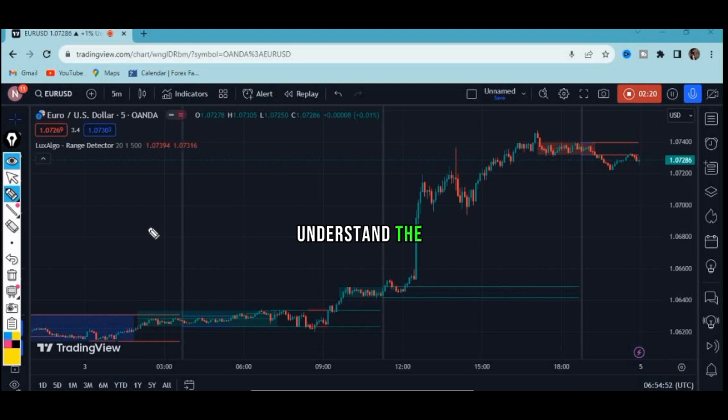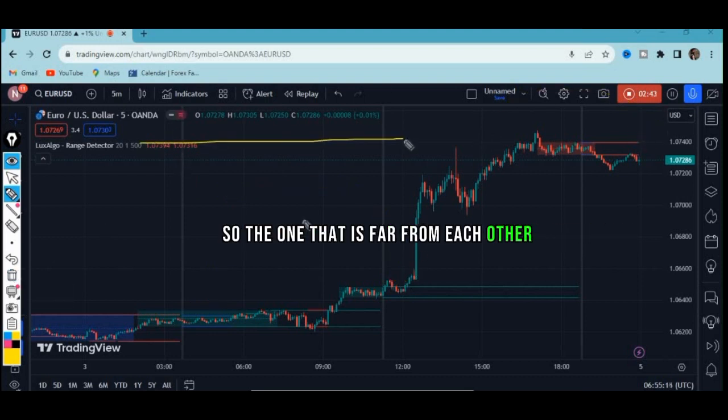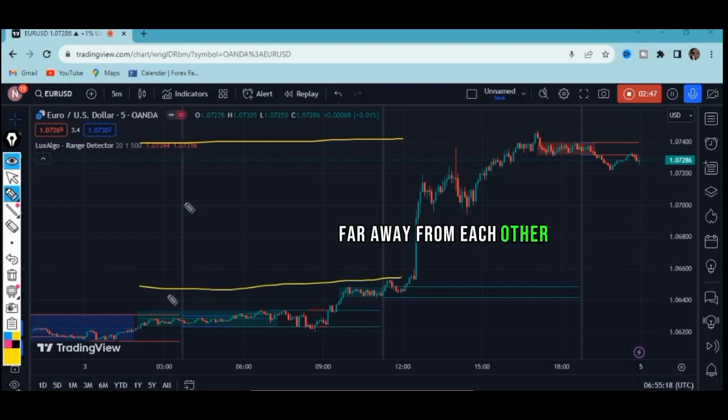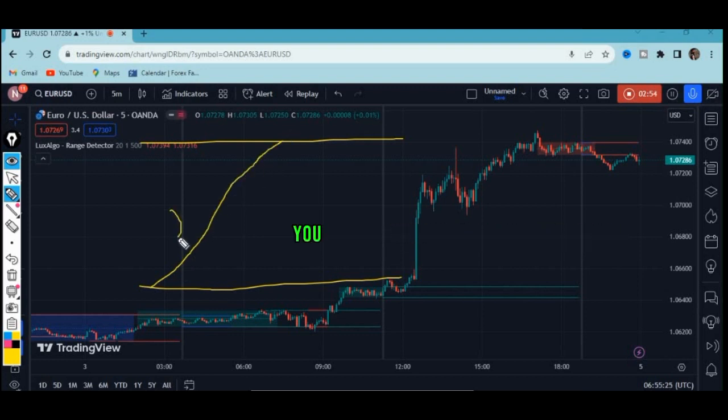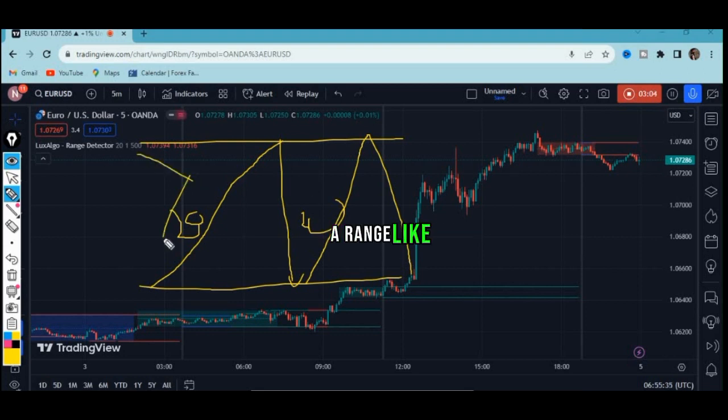So guys, understand the two types of ranges. Please understand the types of ranges. Just for clarity, because I want us to focus on this indicator today, number one, we have a range that is super close to each other and a range that is far from each other. A range super close is what we have on our chart over here. The one that is far is where we have the high and low far away from each other. Imagine a range like this is so tradable. Let's say you take your buy order over here, you exit here, you have made over 20 pips. Again, you sell here and exit here, you have made another 20 pips. Again, you buy here, you sell here. A range like this is super tradable, but a range like this, you cannot trade it.